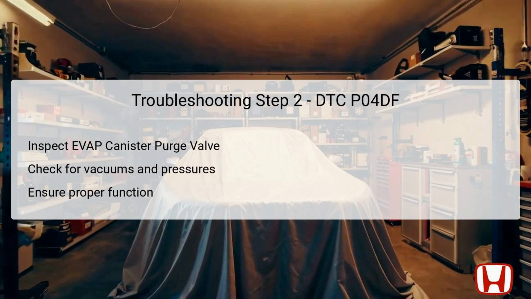Once the HDS function test results indicate a fault, the next step is to inspect the evap canister purge valve. This valve should be checked for any signs of blockage or mechanical malfunction. A common inspection method involves using a vacuum pump or gauge, configured to check the valve's response to pressure fluctuations.